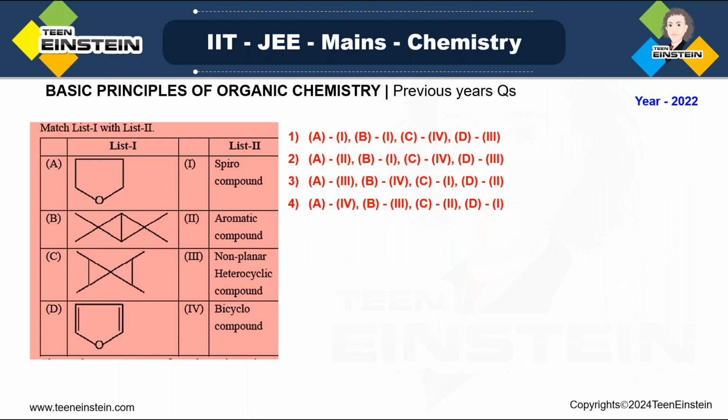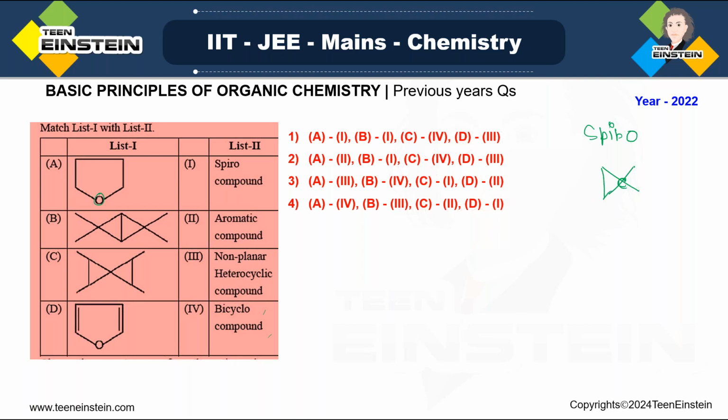Match list 1 with list 2. In list 1 we have some compounds given, and in list 2 specific names for this type of compounds are mentioned. The first one has a 5-member ring with 1 oxygen. Look at list 2: spiro compound, aromatic compound, non-planar heterocyclic, and bicyclic. Now this is obviously not bicyclo. This is also not spiro, because spiro is something where one carbon is attached to a total of 4 other carbons, and there will be 2 cyclic structures.